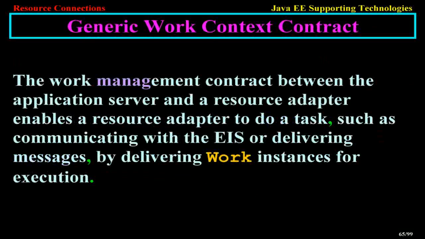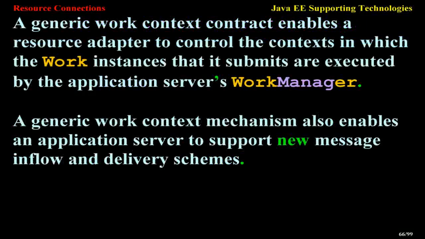Generic work context contract. The work management contract between the application server and a resource adapter enables a resource adapter to do a task, such as communicating with the EIS or delivering messages, by delivering work instances for execution. A generic work context contract enables a resource adapter to control the context in which the work instances that it submits are executed by the application server's work manager.